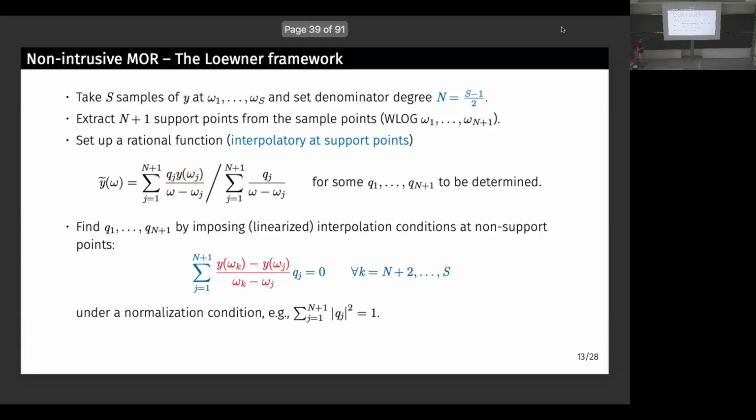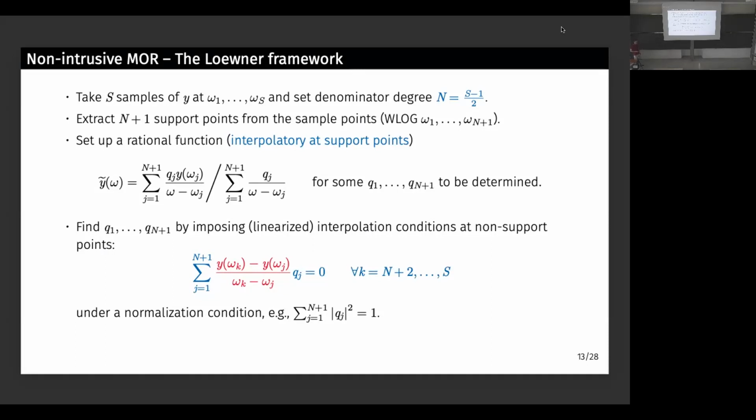And for this, we just impose interpolation conditions at all the points that we've not considered yet. So essentially, we take our S samples, we split them into support points and test points. We define the rational surrogate based on the support points, but then we find the coefficients using the test points. Fairly easy. And you can see here that this Loewner matrix appears, and essentially the coefficients are found by finding an element of the kernel of this Loewner matrix. All right. So all of this works.